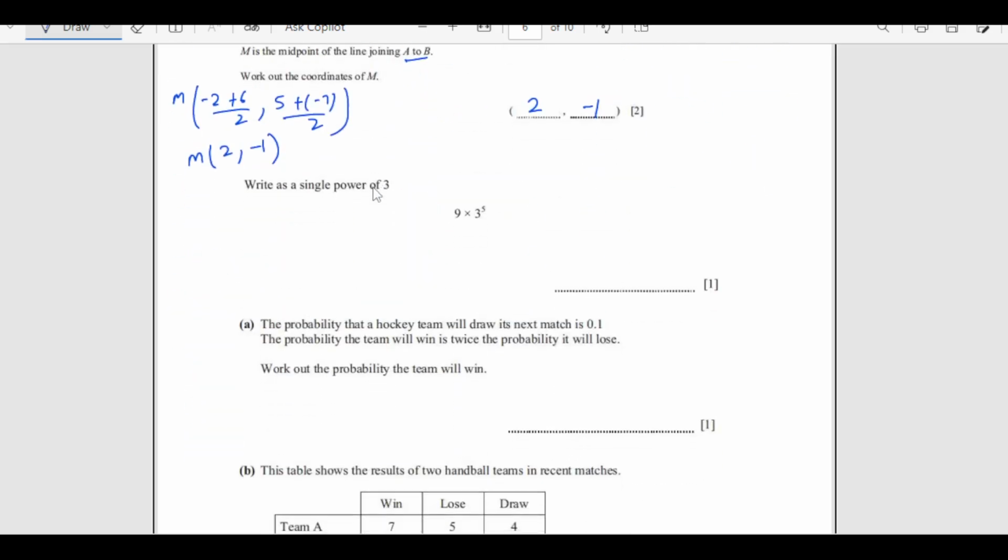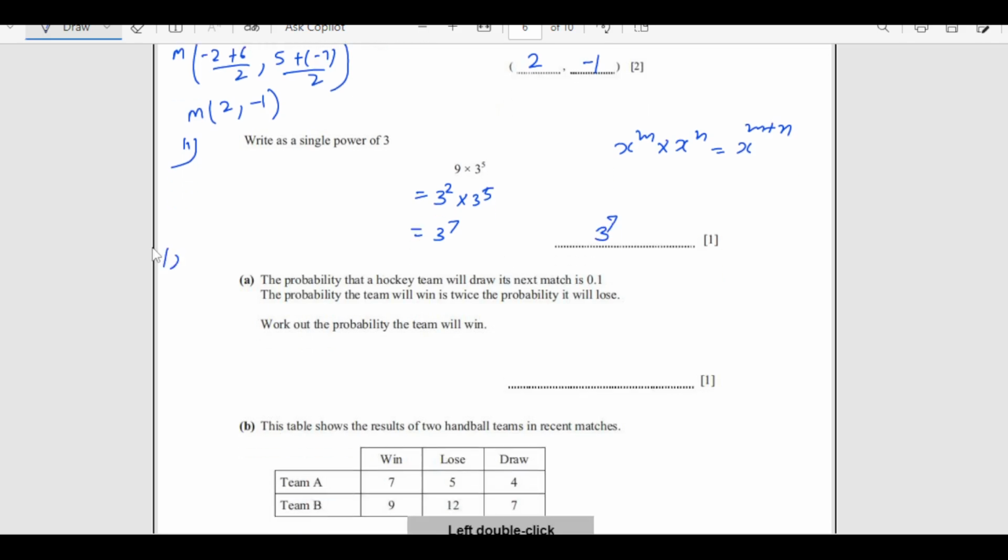Now next, write as a single power of 3. So we are writing this as a power of 3. This 9 can be written as 3 squared times 3 power 5. Now we will use the exponent rule, x power m times x power n. When there is a multiplication sign in the middle, we are going to add the powers. So this is 3 power 7.